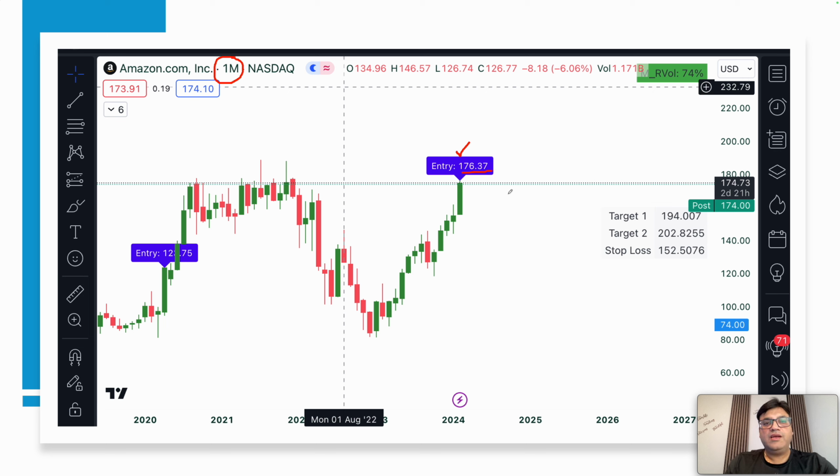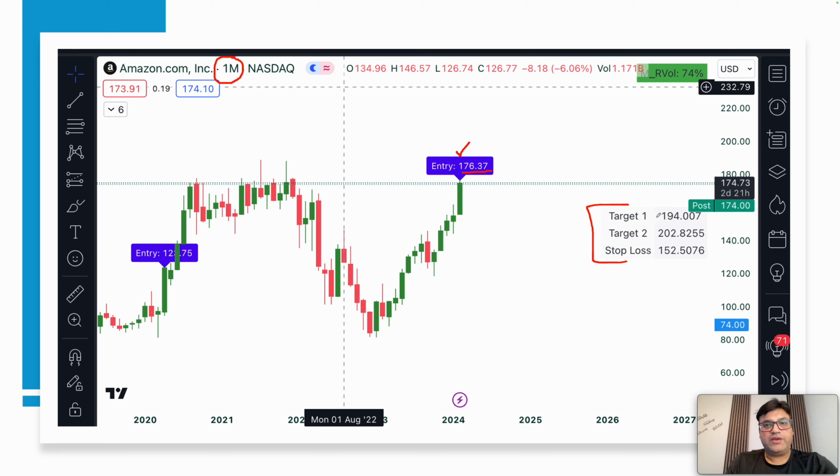Let's say today is February 29th. We are just assuming it is still February 26th. So we are assuming that entry is 176.37 if we see this on February 29th, which is the end of the month. Then we are going to use our targets and stop losses. In this particular case, my entry is going to be 176.37 as soon as in the month of March the price reaches this particular point.